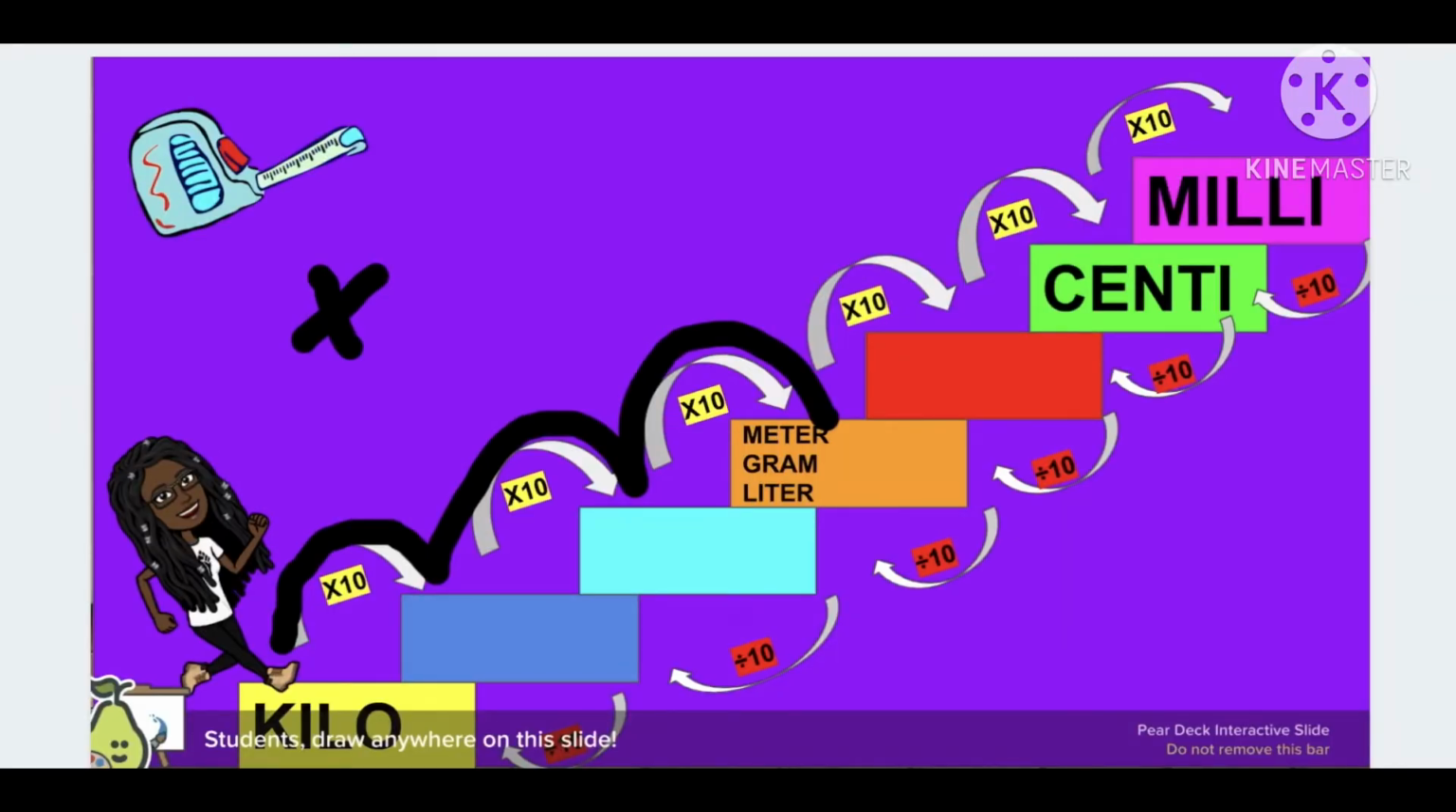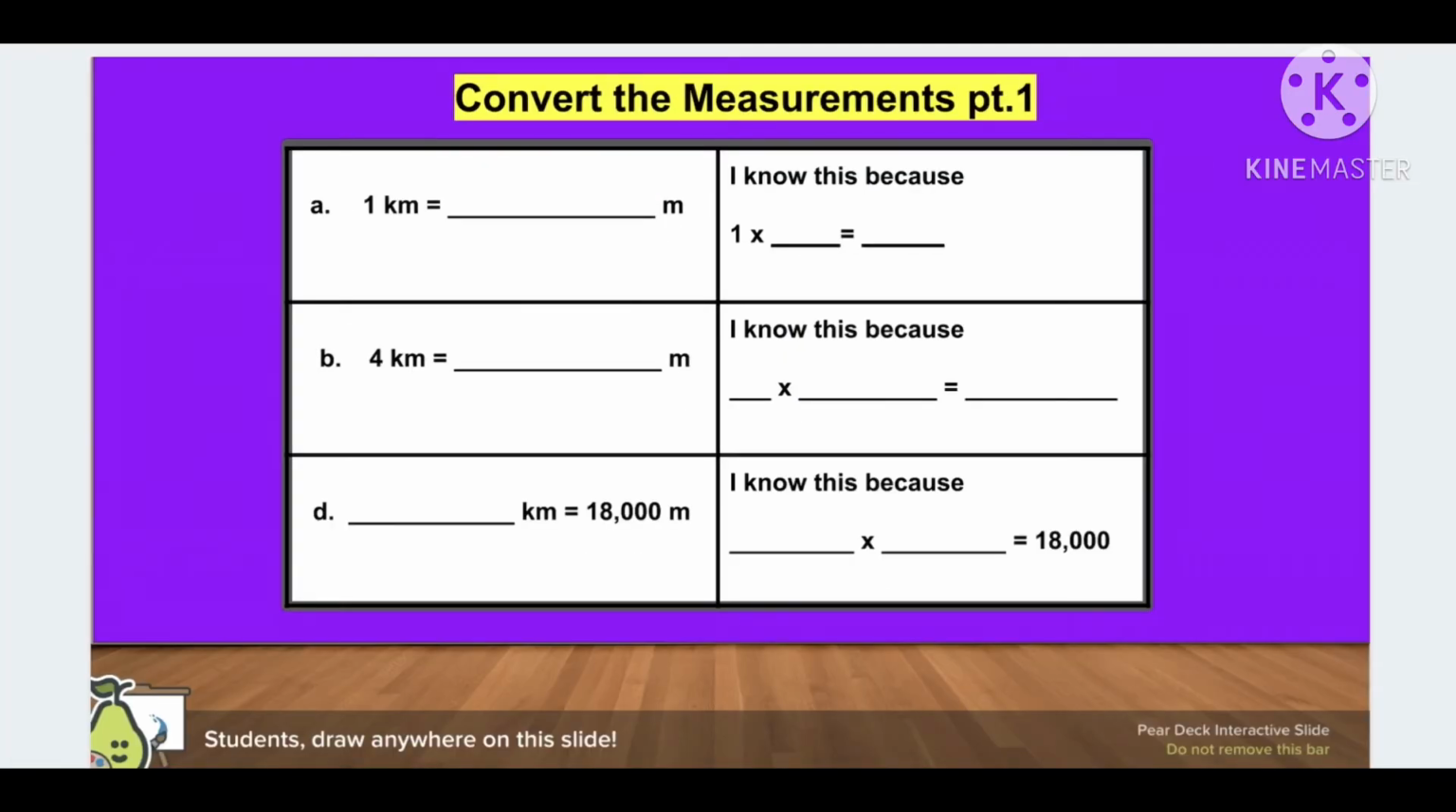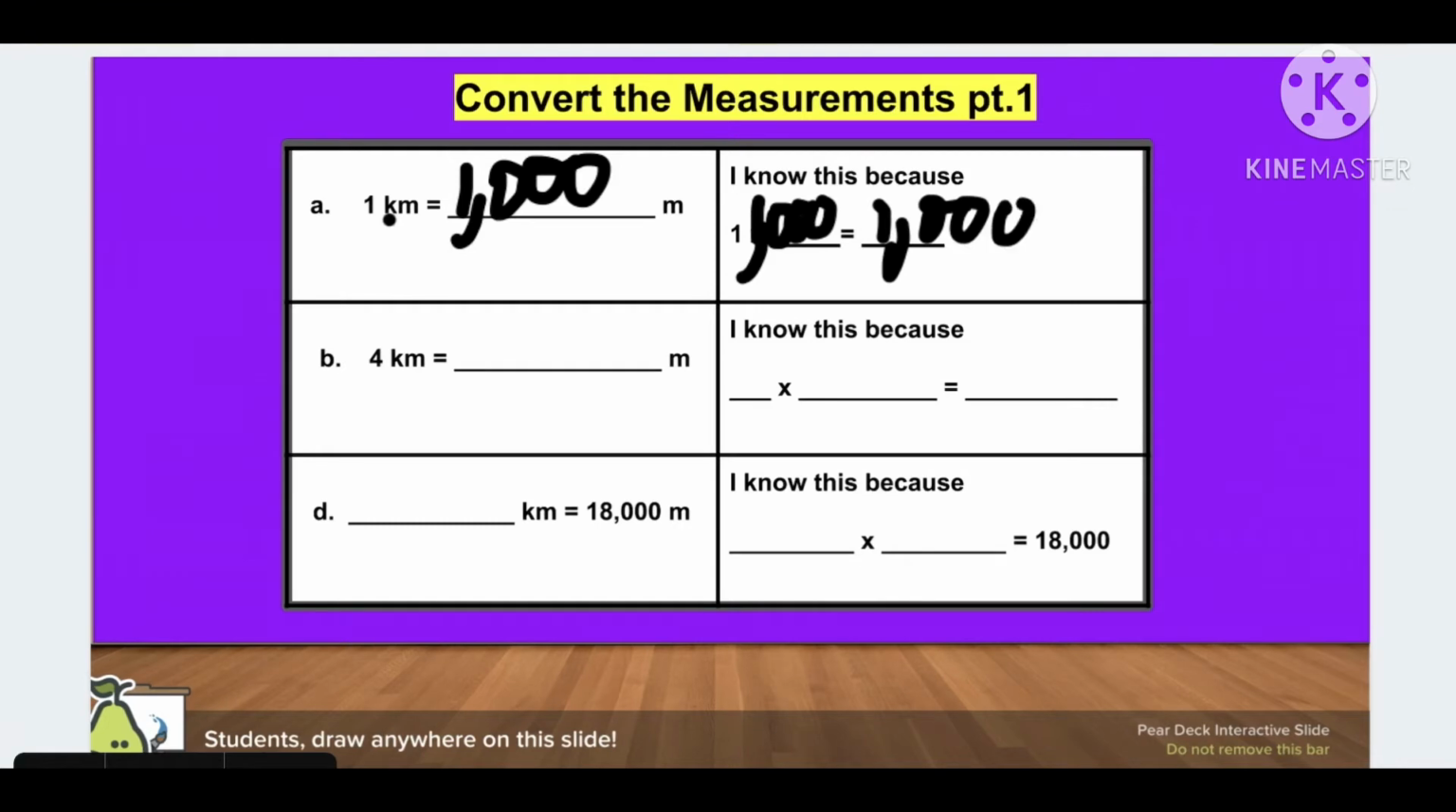Here's a hint, you guys. 10 times 10 times 10. Awesome thinking. Yeah, I'm going to be multiplying by 1,000 in order to get from kilo to meters. So, if I look back at my problem, you guys, I know that 1 kilometer is equal to 1,000 meters. I know this because 1 times 1,000 equals 1,000.